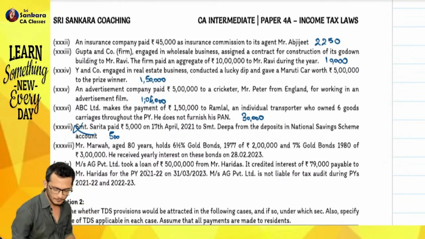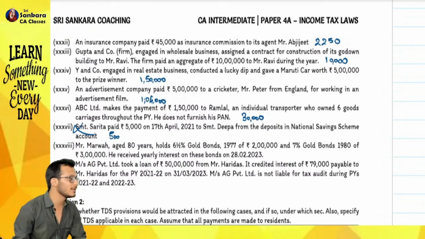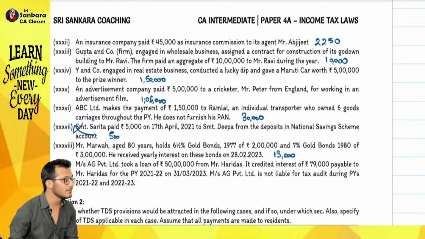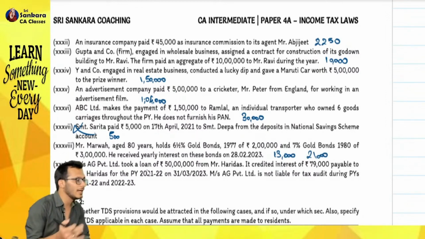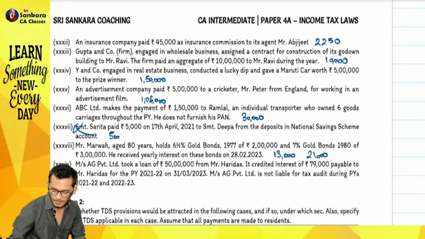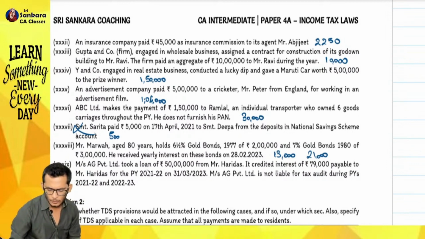Multiply and tell me. 2 lakhs into 6.5% will give you 13,000. And 3 lakhs into 7% will give you 21,000. So both are liable for TDS at the rate of 10%. Therefore, add both, multiply by 10%. The number will become 34,000 into 10%, which is 3,400.